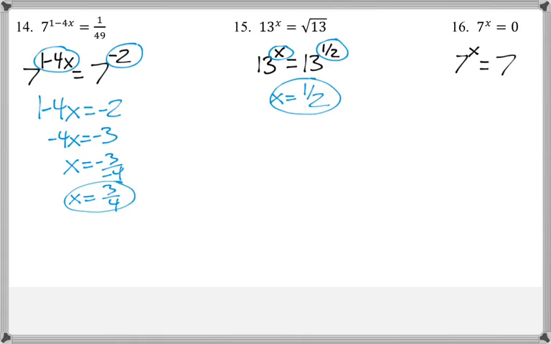So what about 7 raised to the 0? That would be 1. So there's actually no power that will work here. I cannot express 0 as 7 raised to some power. So this is going to be never, or no solution.